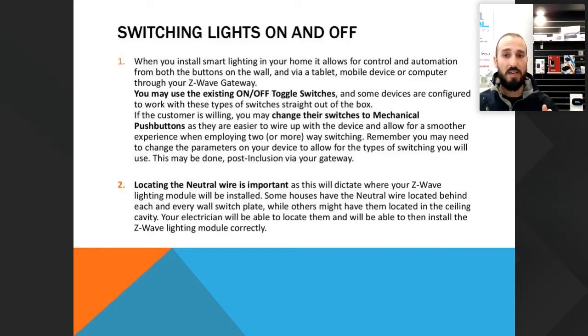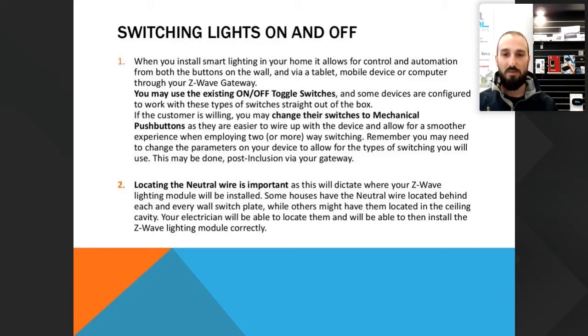But if that's not the case and they prefer to use their toggle switches, then products such as the Qubino single relay do actually come with that setting to work with the toggle switch straight out of the box. If it isn't set up that way, you can easily change that in your device settings on your gateway's dashboard, and I will show you how to do that later on, along with doing some automations, which is going to be quite fun.